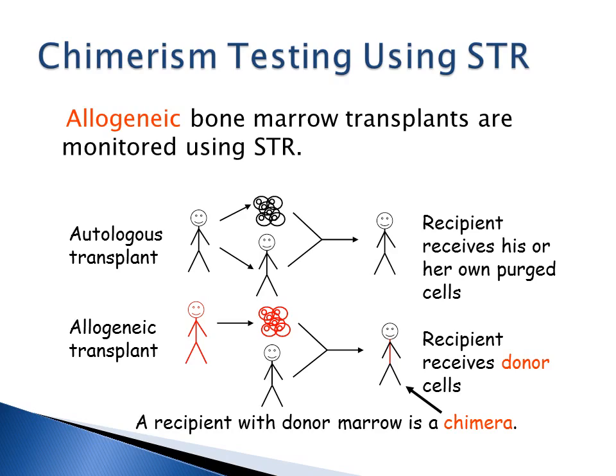In an allogenic transplant, you have a different donor and recipient. So the recipient is going to receive cells from the donor. So the recipient with the donor marrow is considered a chimera because they have their own cells as well as the donor cells.